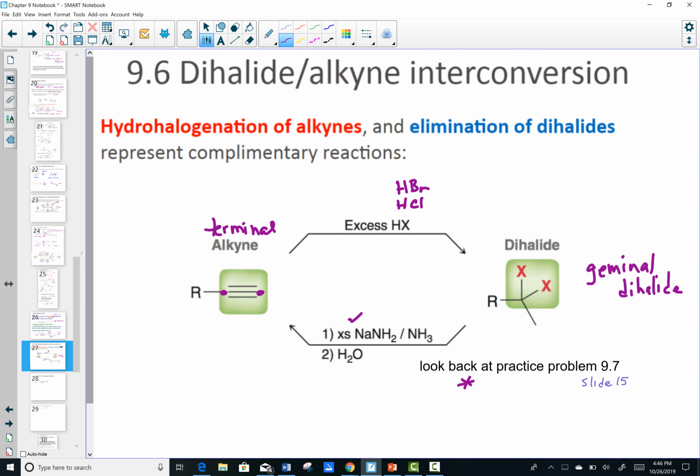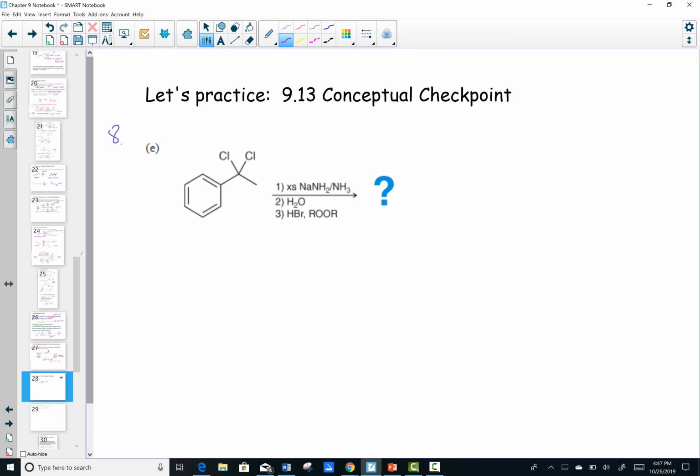Here's the slide that we just were viewing. We spent time just now going from the terminal alkyne to the geminal dihalide through excess amounts of a hydrohalogen. But recall, in the last lesson, we spent a great deal of time with the mechanism going the exact opposite way. So we have hydrohalogenations as the addition, and then looking at the elimination process to create the terminal alkyne. Good review at this time.